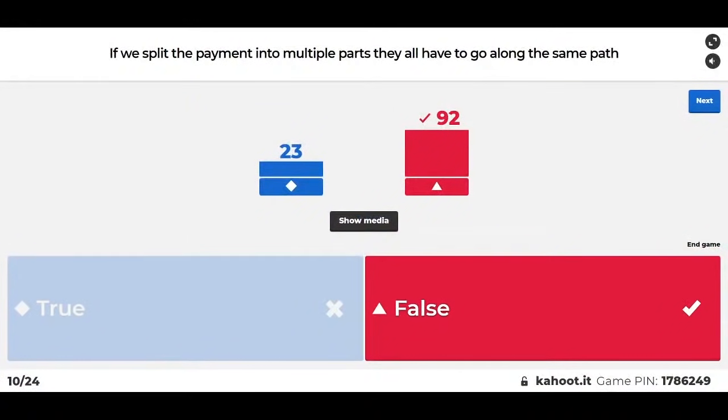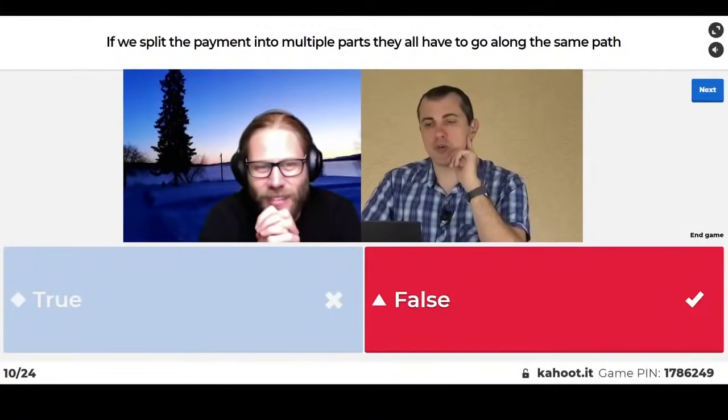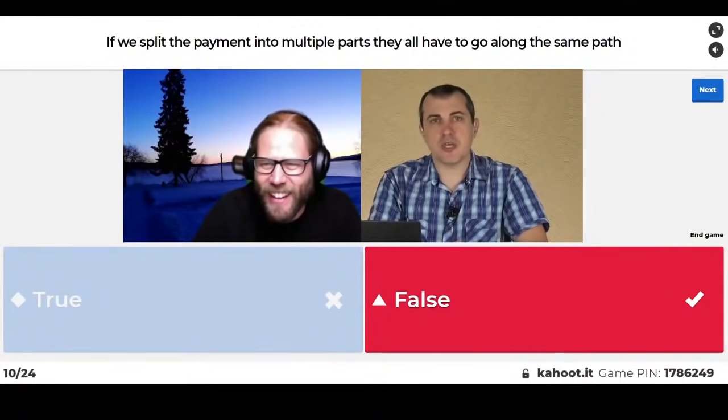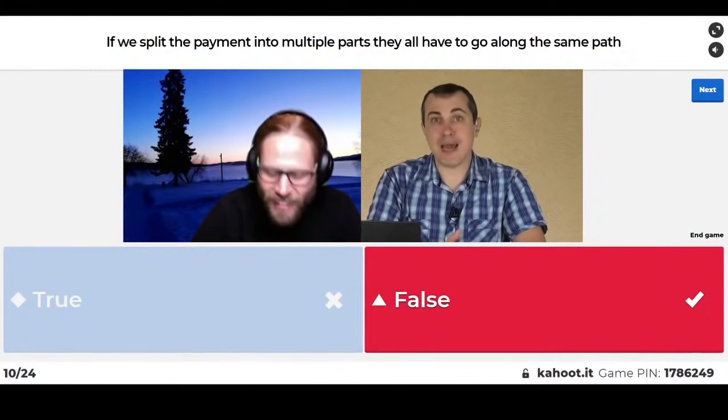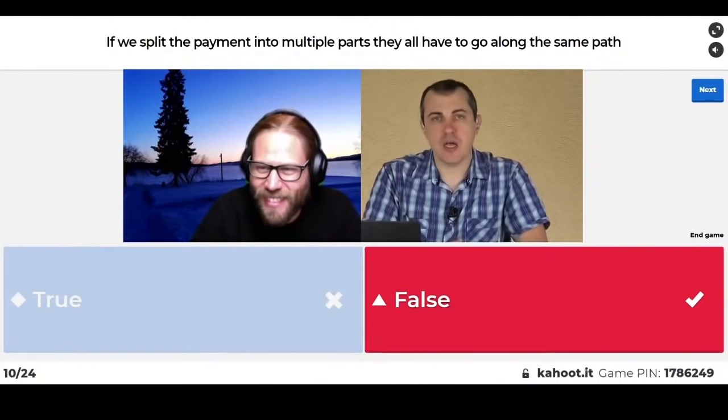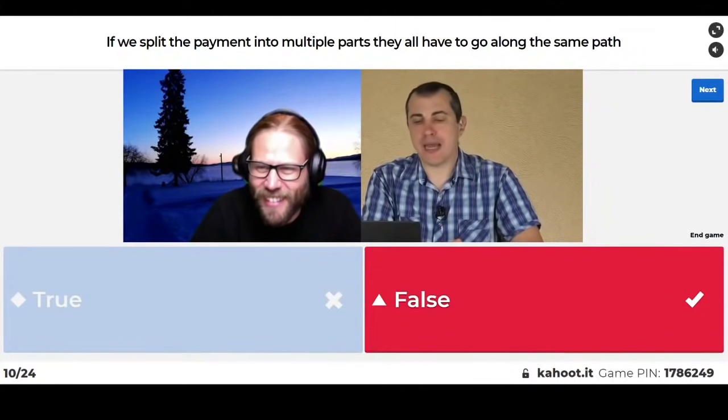And most people got this one... the base fee several times. So the whole point of splitting payments in multi-parts is so those payments can be multi-path. That's why the technology is called multi-path payments, or atomic multi-path.